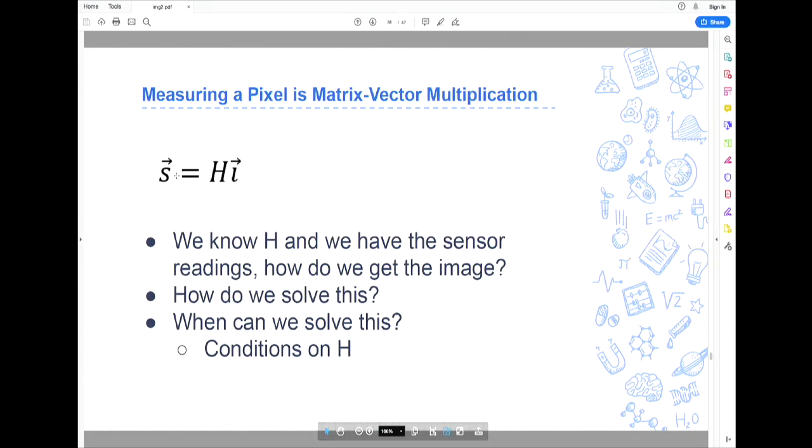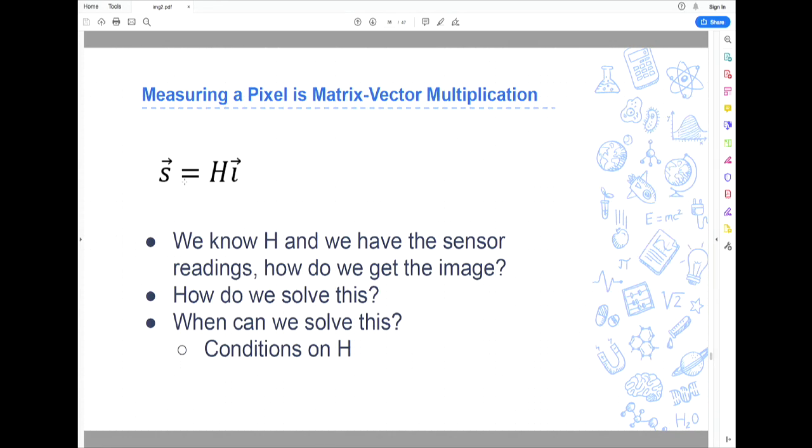You have the equation, basically, S is equal to H times I. And then you want to figure out, what was I, right? I is your image. And now we've learned conditions on H under which you can solve this, right? What do we need to have for H for this to be solvable? It has to be invertible, right? We also know that this is connected now to the linear independence of the columns of H, right?